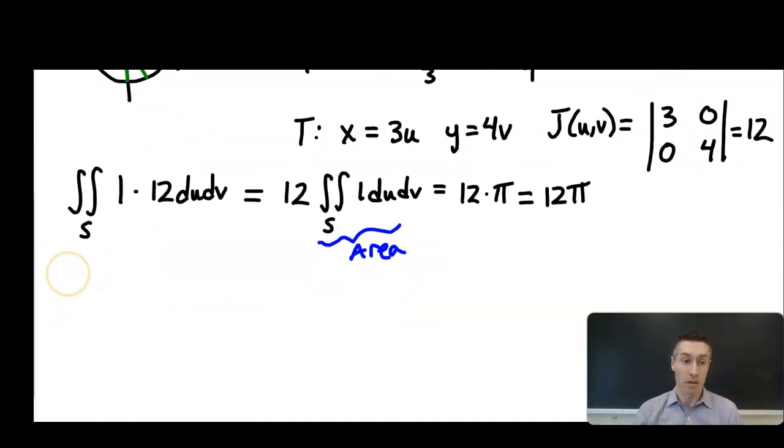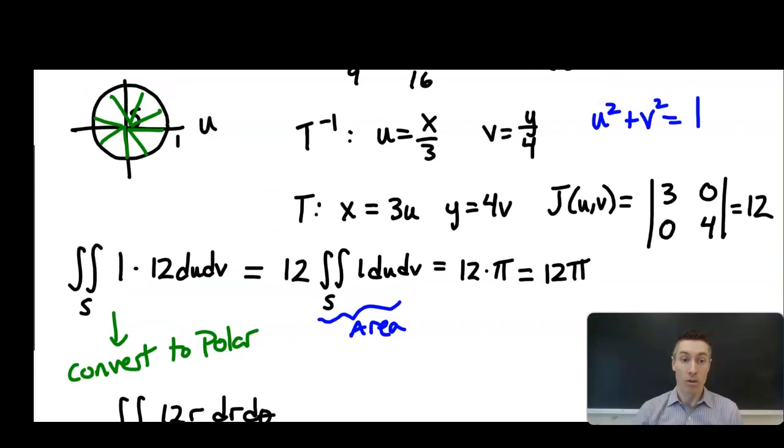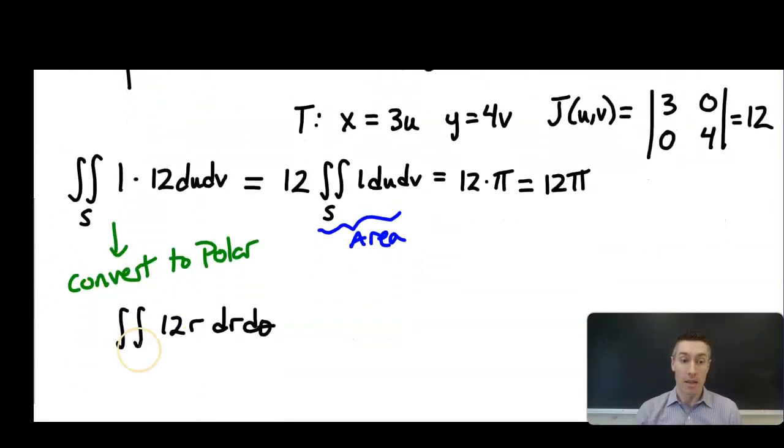So we can say convert to polar. So that would be the double integral of 12r dr d theta. And now u would be r cos theta, v would be r sine theta if we needed that. And then in this case, we're going 0 to 1, 0 to 2 pi. And when you integrate this out, again, you should see that you get 12 pi.